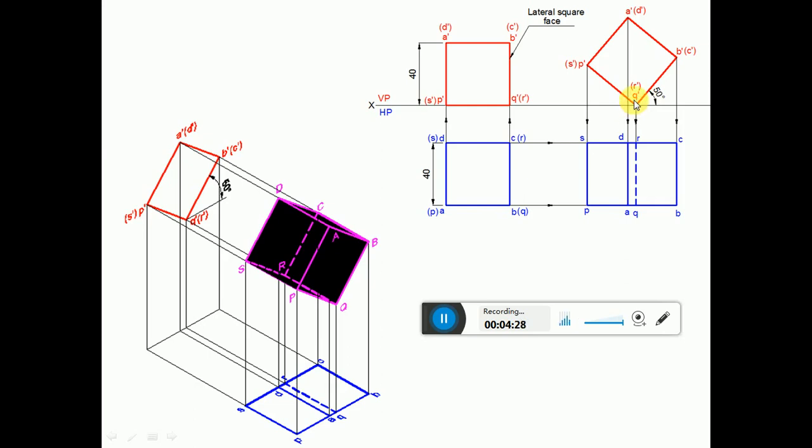Makes an angle of 50 degrees. So from this point, consider any point on this XY line, and then draw a line inclined at 50 degrees to the XY line, and you measure the length by using the compass from Q dash to P dash. From Q dash you cut an arc on this to get this point B dash, C dash.